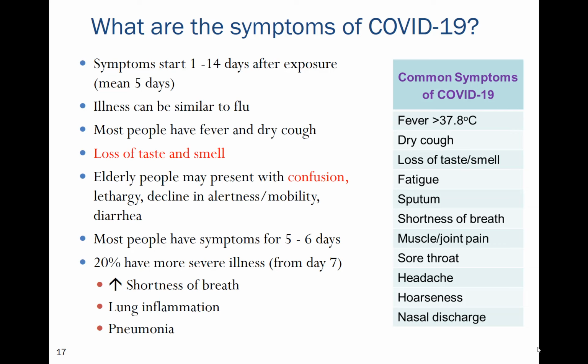Most people have symptoms for about 5 to 6 days, which then resolve. Unfortunately, though, many patients may develop the post-COVID syndrome, which we'll discuss. However, about 20% of patients will develop more severe illness, usually from about day 7, as we'll see, with shortness of breath, lung inflammation, pneumonia.